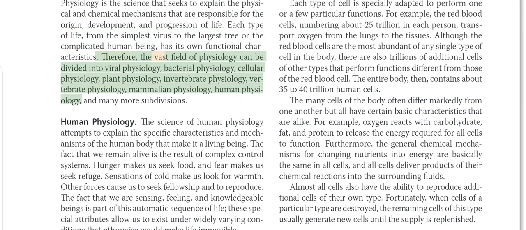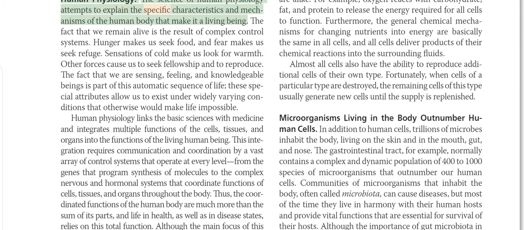Therefore, the vast field of physiology can be divided into viral physiology, bacterial physiology, cellular physiology, plant physiology, invertebrate physiology, vertebrate physiology, mammalian physiology, human physiology, and many more. Human physiology. The science of human physiology attempts to explain the specific characteristics and mechanisms of the human body that make it a living being.